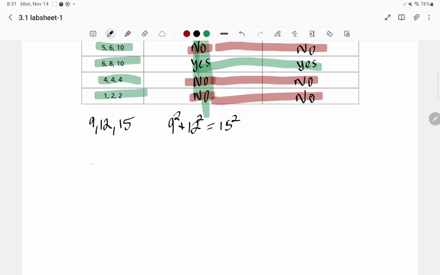And then our other one is going to be 2, 7, 10. So it's going to be 2 squared plus 7 squared equals 10 squared. See if that makes a true statement or not, and then come back to the video.